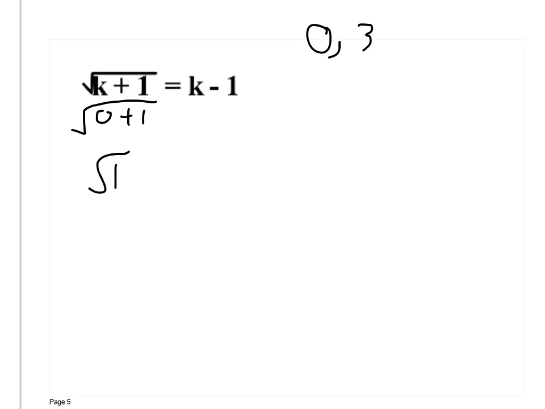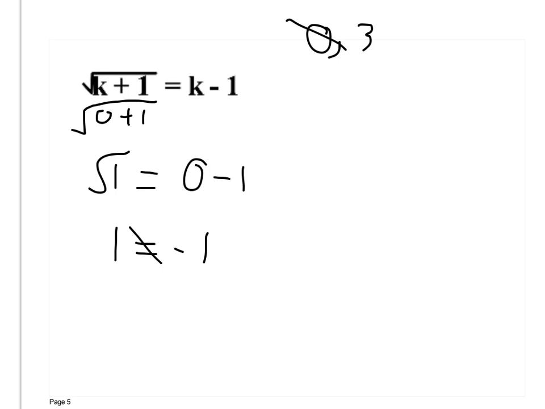Okay, square root of 1 plus 0 minus 1. What's square root of 1? It's 1. Does 1 equal negative 1? No. So 0 can't be an answer. 0's out because it doesn't make it true.